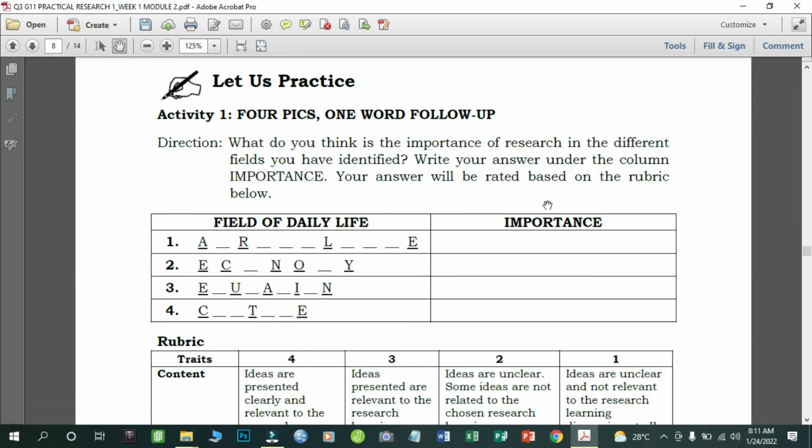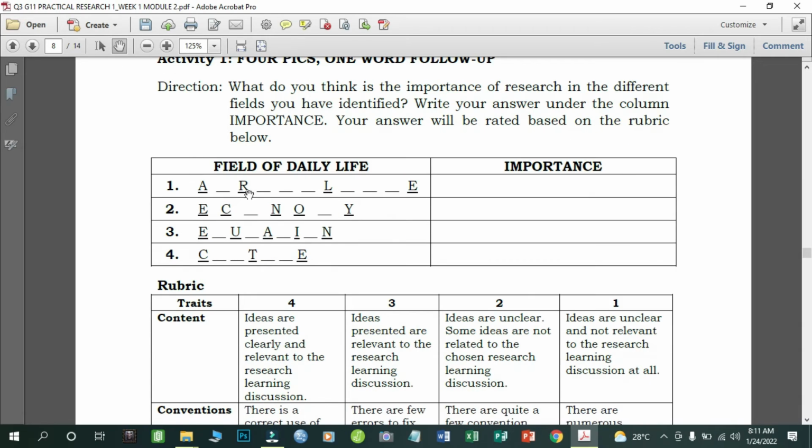I have already answered this. You already know number 1 is about agriculture. Number 2 is about economy. Number 3, education. Then culture. What you're going to do is write the importance of research in this field. What do you think is important about having research in agriculture? How about in the economy, in education, and culture? Write your answers here and submit them to my email.